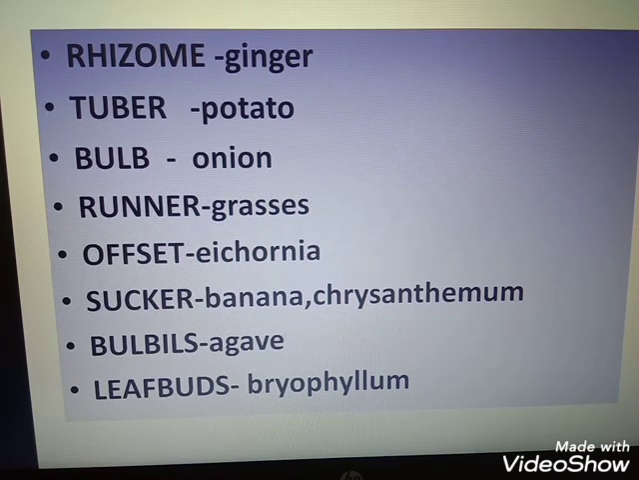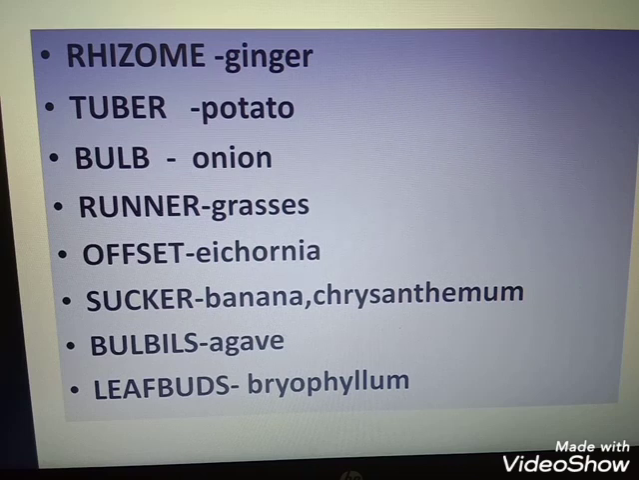Tuber is also an underground stem and it is swollen, fleshy, round or oval shaped structures. Underground stem is modified into swollen, fleshy, round or oval shaped structures. That is known as tubers. So these tubers have eyes, which represent nodes bearing the scale leaf and the bud. So the potato is an example for the tuber.